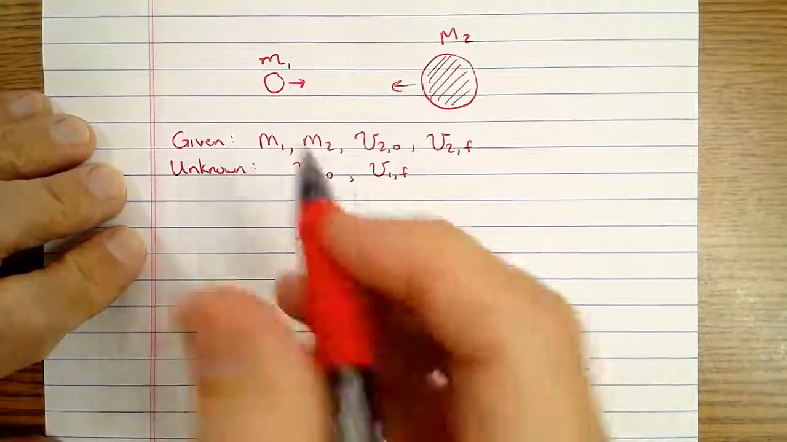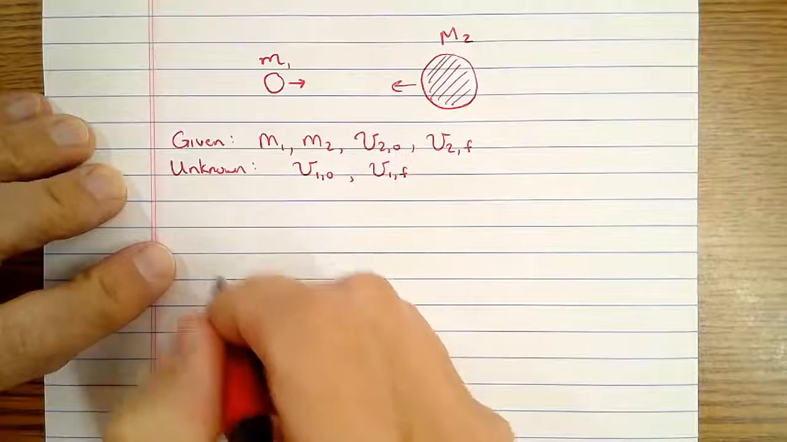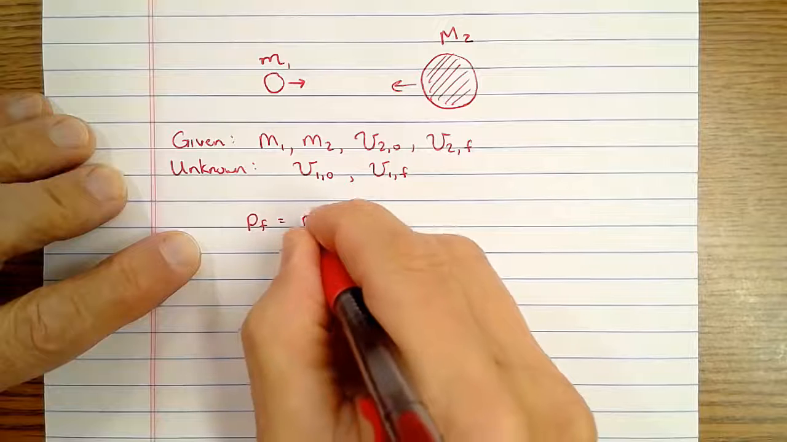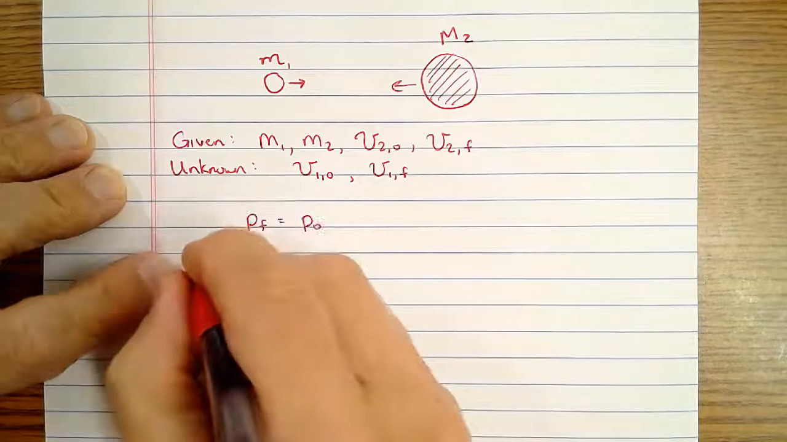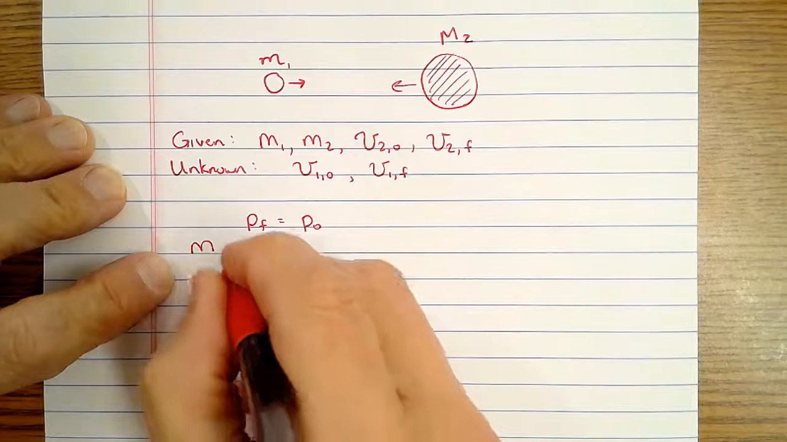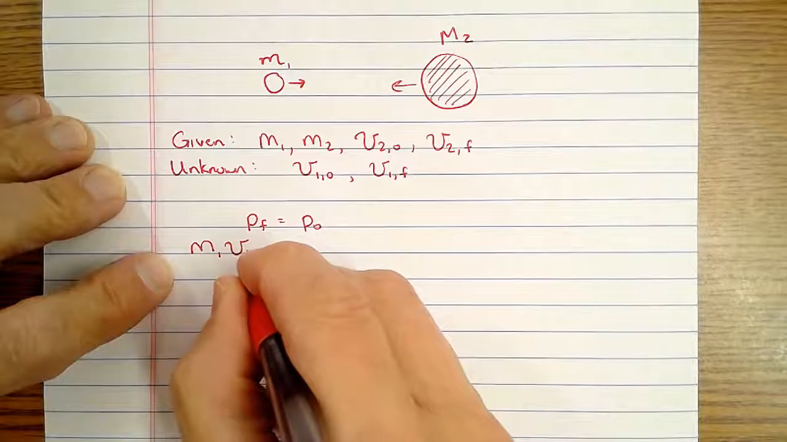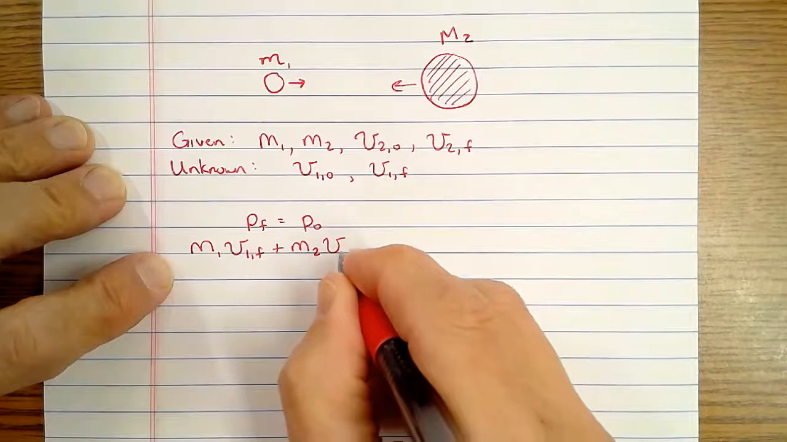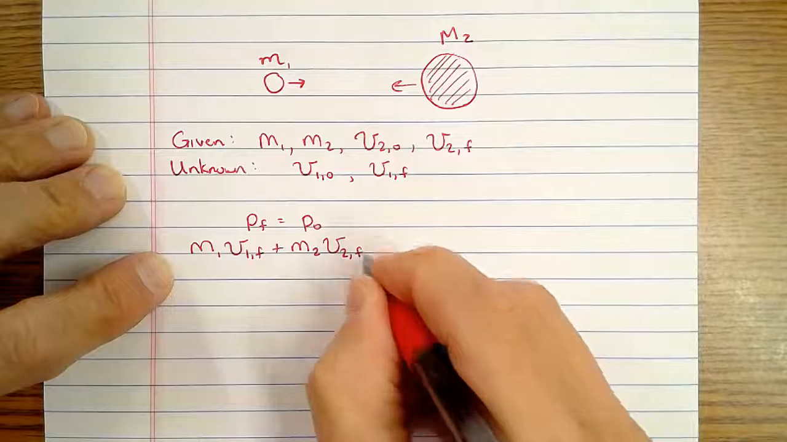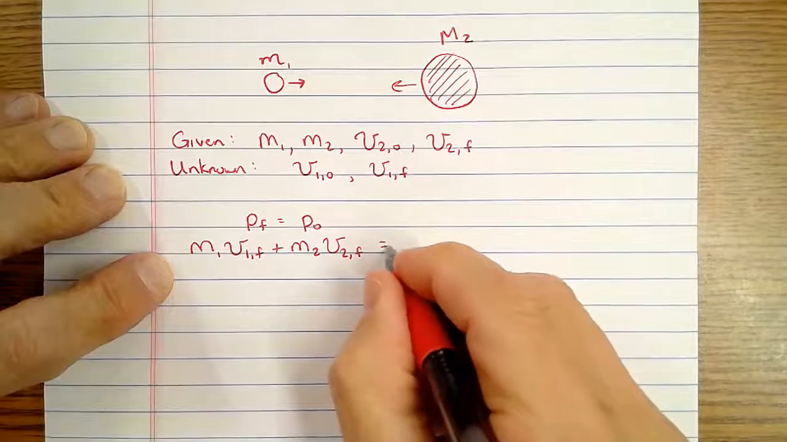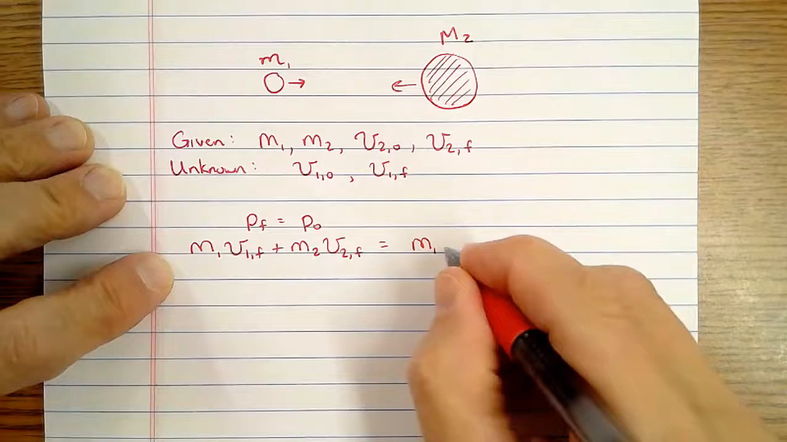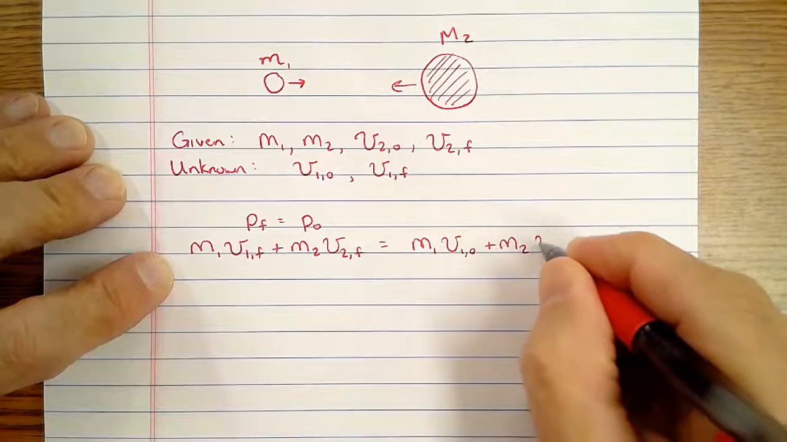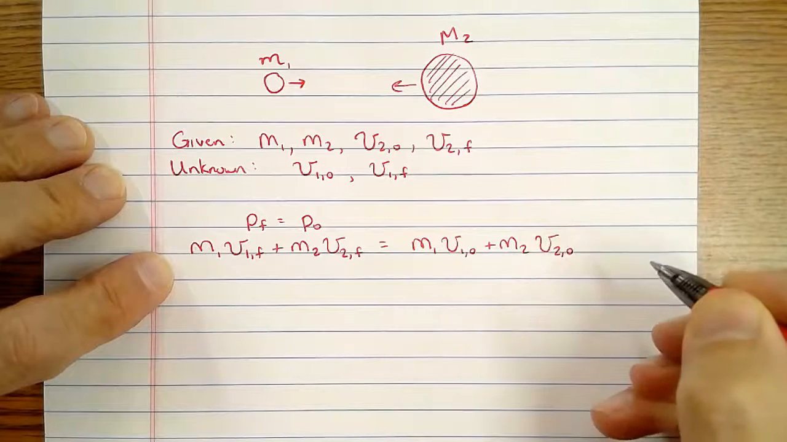So the first thing we're going to do is conserve momentum. To conserve momentum, we're going to say that P final must equal P initial. The final momentum is going to be the mass of object 1 times the velocity of object 1 final, plus the mass of object 2 times the velocity of object 2 final. Okay? That's got to equal the initial momentum, which is the mass of object 1, velocity of object 1 initial, plus the mass of object 2, velocity of object 2 initial.